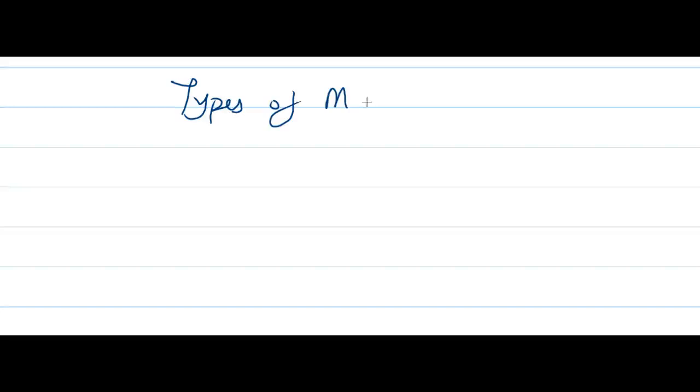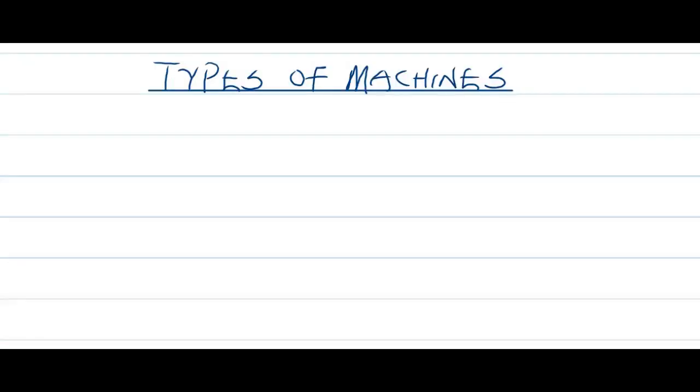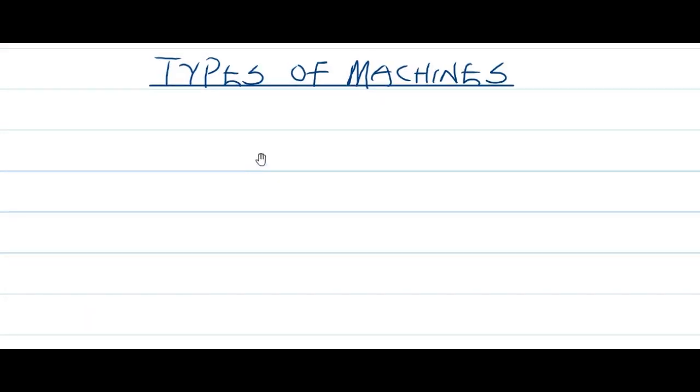Types of machines. All right, types of machines. Basically, we have 2 types of machines. And the first, we have the simple machine.